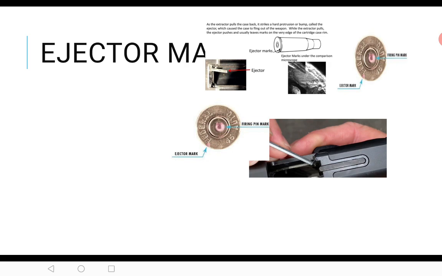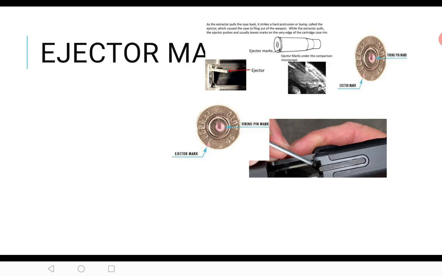The resulting impact of the cartridge case with the ejector will cause another action mark that can be used as a means of identification as well. Again, as the extractor pulls the case back, it strikes a hard protrusion or bump called the ejector, which causes the case to fling out of the weapon. While the extractor pulls, the ejector pushes. Pull and push. Si extractor nagpo-pull, si ejector nagpo-push, and usually leaves marks on the very edge of the cartridge case rim.